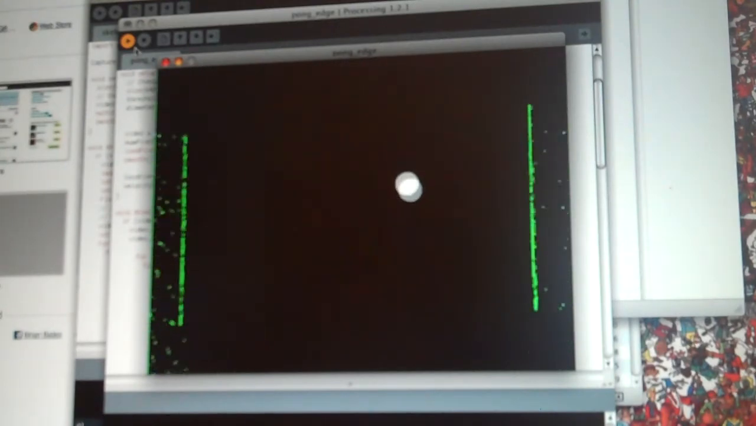So it's just a simple exploration. Just trying to play around with Processing, and there's still bugs.